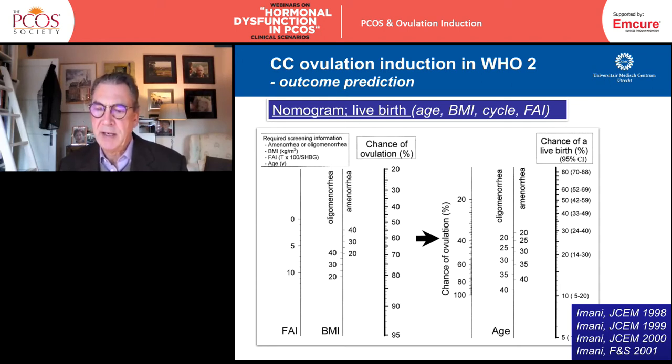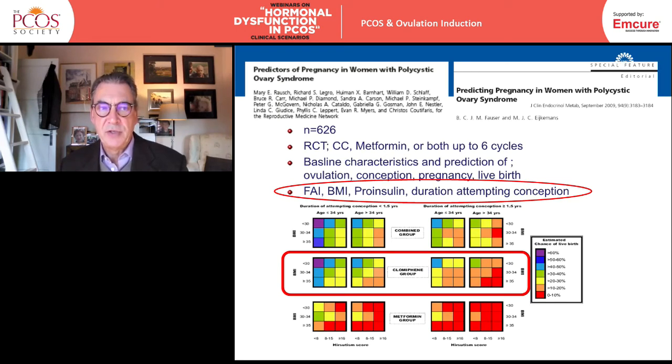And I think directly and indirectly, this is backed up by others. This is, for instance, a post hoc analysis of Rick Legro's consortium, the Reproductive Medicine Network, US investigators, where they also looked at predictors of pregnancy in women with polycystic ovary syndrome. Their conclusion was free androgen index, BMI, pro-insulin, and duration of attempting conception were the most important predictors. And I think it's beautiful. They made a figure like this with colors. So red is bad, of course, green is good.